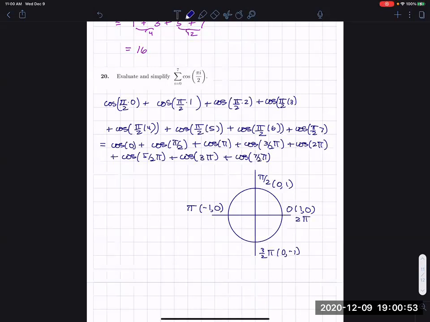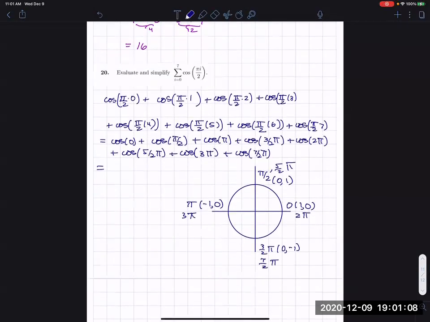And what else do I get? I get 5 halves pi, same coordinate, (0, 1). And then 3 pi is (-1, 0). And then 7 halves pi is (0, -1). So when I add these up, I'm just going to go through these points, just going around and getting the points. And what I do is I get the x coordinates. So cosine 0 is 1.